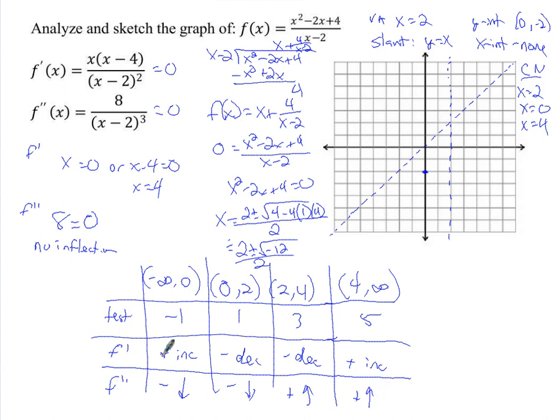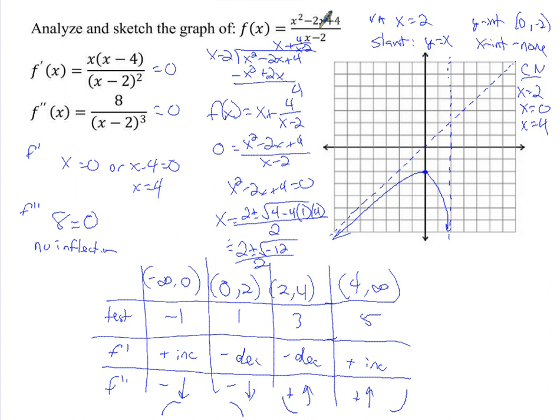So increasing and concave down means that we look like this. Decreasing and concave down means we look like that. Decreasing but concave up means we look like this. Increasing and concave up means we look like this. So with this number right here, the only way this can happen is if my graph does this. One thing I don't know is where my critical number is here. I did know that one because it's the y-intercept. This one I don't know, so I'm going to have to plug this in.